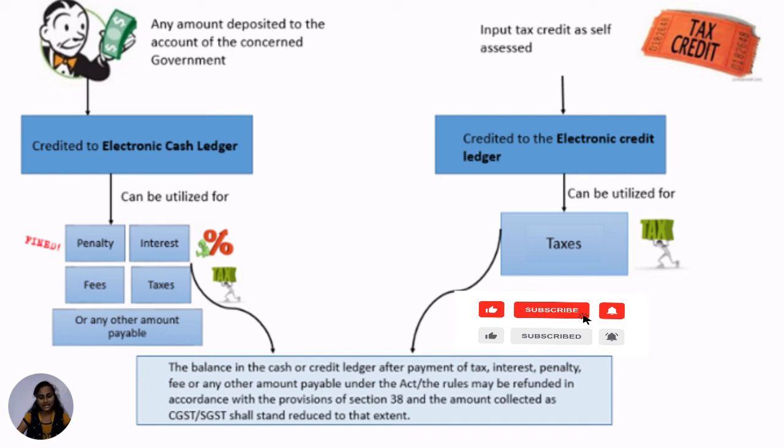And what about the tax credit? The input tax credit as self-assessed will be credited to the electronic credit ledger, and it can be utilized for paying the taxes. And from both, the balance in the cash or credit ledger after payment of tax, interest, penalty, fees, or any other amount payable under the Act or the rules may be refunded in accordance with the provisions of Section 38, and the amount collected as CGST or SGST shall stand reduced to that extent.